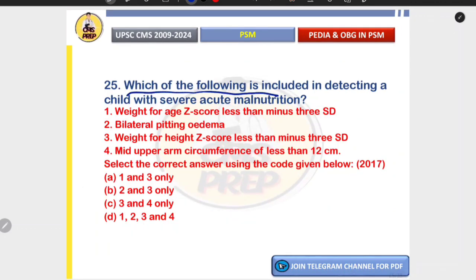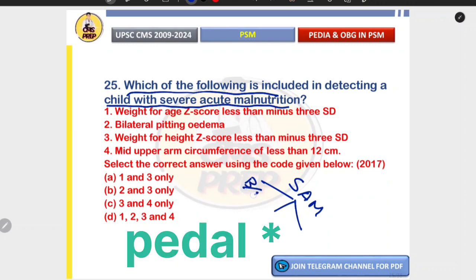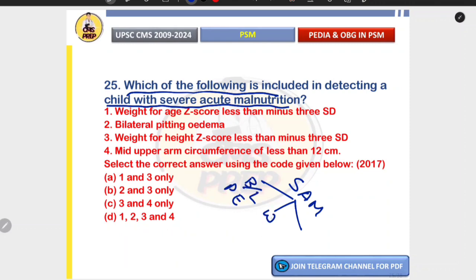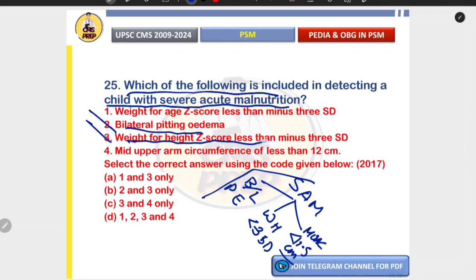Which of the following is included in detecting a child with severe acute malnutrition? So to detect a child with severe acute malnutrition, these 3 criteria must be present. The first one is bilateral pitting edema. The second one is weight for height must be less than -3 standard deviation, and the mid upper arm circumference must be less than 11.5 centimeter. So according to this, options 2 and 3 are correct. Bilateral pitting edema, weight for height score less than -3 standard deviation. Mid upper arm circumference less than 12 centimeter.